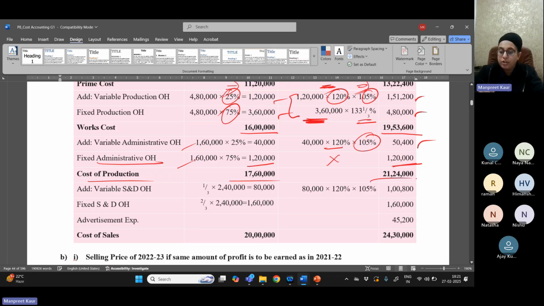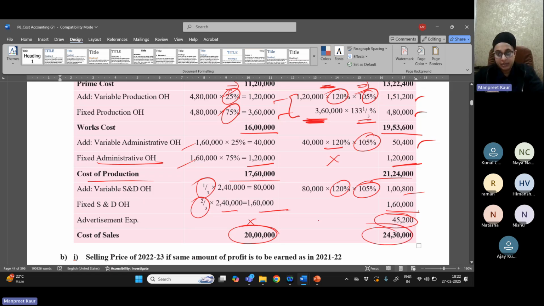Total we will get the cost of production 17,60,000 and 21,24,000. Variable selling overhead same 120%, 105%. Adjustments given: 2/3 is fixed and 1/3 is variable of 2,40,000. Same 160, 160 and 1,08,000 is the variable selling overheads. Advertisement expenses 45,200 increase in the year 22-23. We will get the cost of sales.